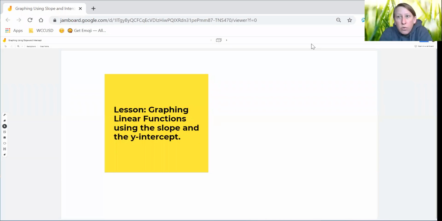Hello students, today we're going to talk about another way to graph linear functions, and it's a very efficient way. If you practice this and are careful, it's a really nice straightforward way to graph.